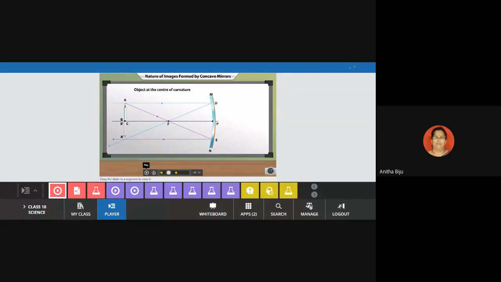When the object is at infinity, the image formed will be real and inverted, obviously because of where the image is formed in that case.